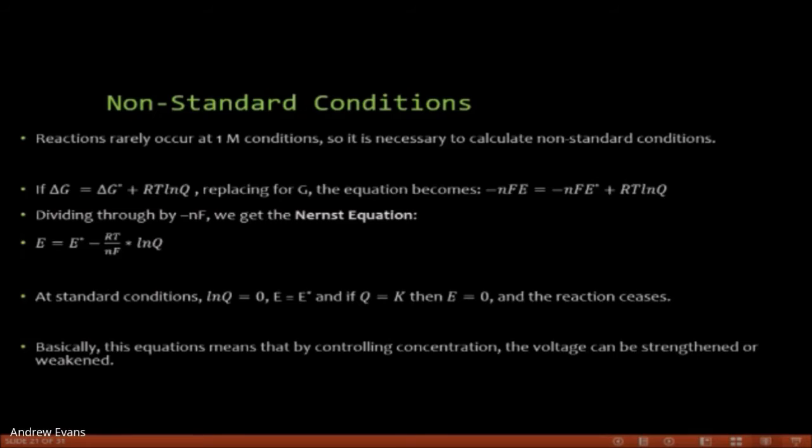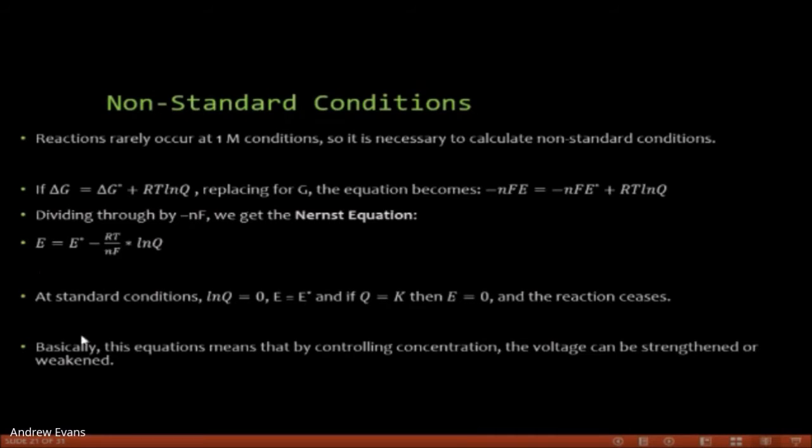Which is why, as a battery is used, as a battery is utilized, the voltage it actually produces will go down until it eventually dies off. You'll have no voltage being produced because you'll have a large amount of products and very little reactants.